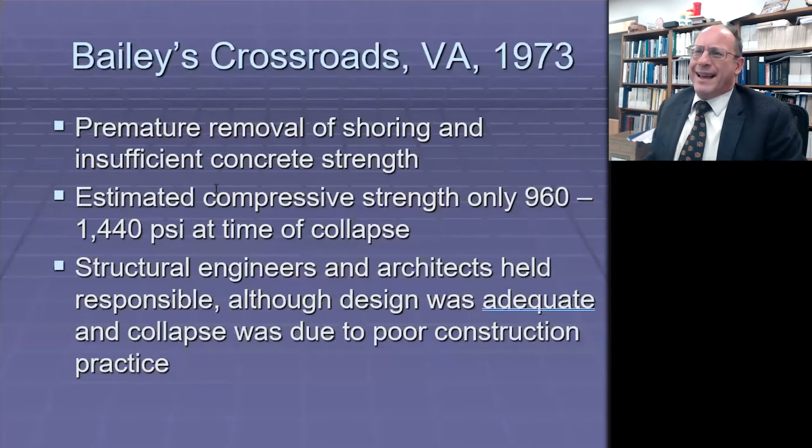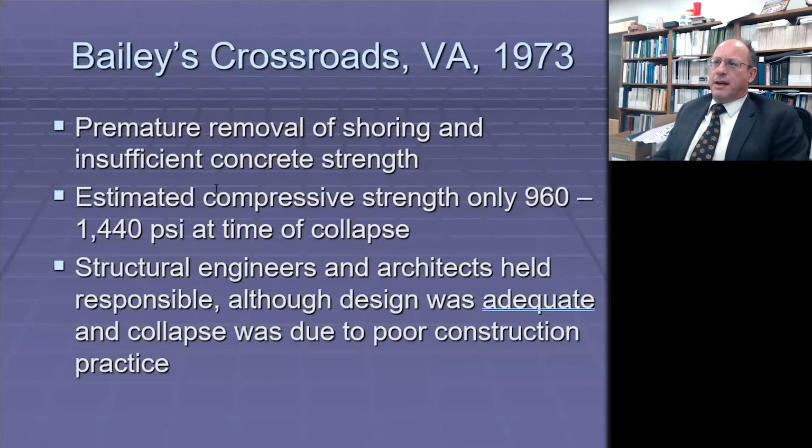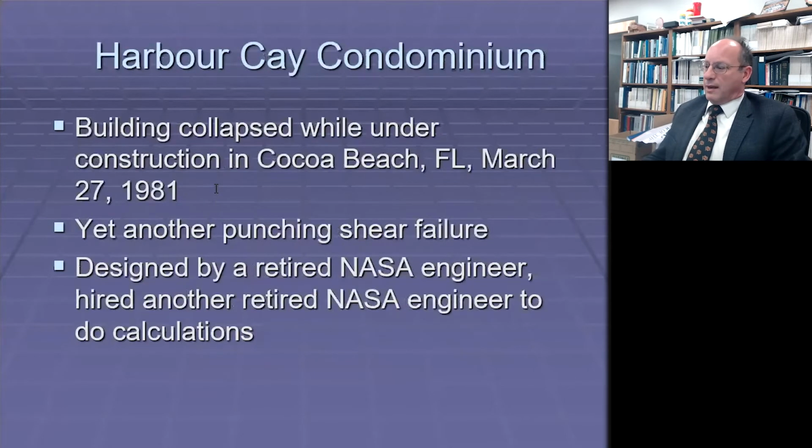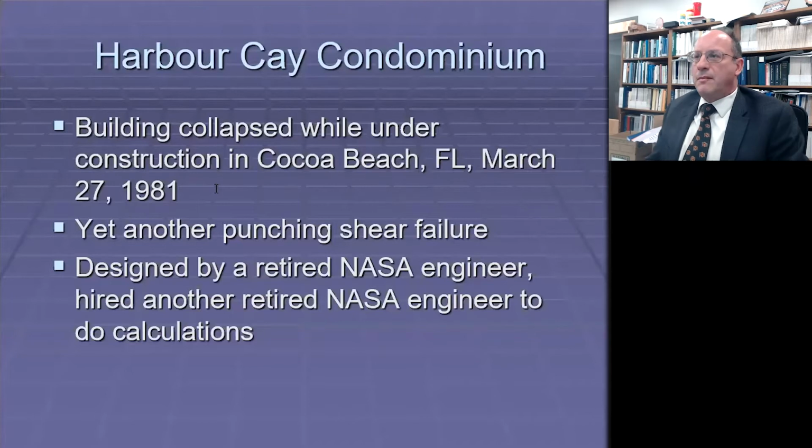they cast a wide net in finding responsibility and issuing fines, and the structural engineers and architects were held responsible even though the design was adequate. Collapse was due to poor construction practice and in fact not following the procedures. On the other hand, a collapse that we can directly attribute to issues of design is the Harbor K condominium, another similar collapse in Cocoa Beach, Florida, March 27, 1981.